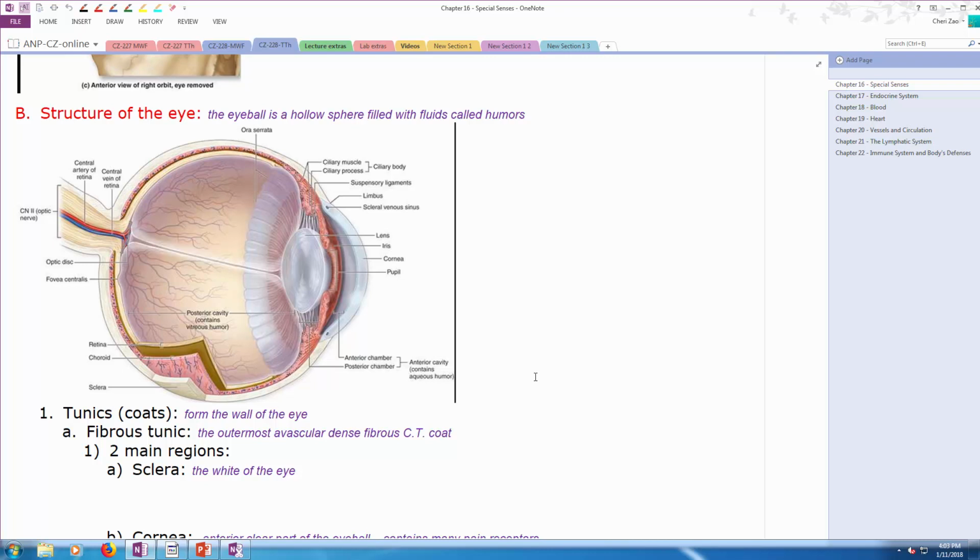Posterior segment or cavity. We got another latecomer coming on in. I should have given just a few more minutes before I shut the door.